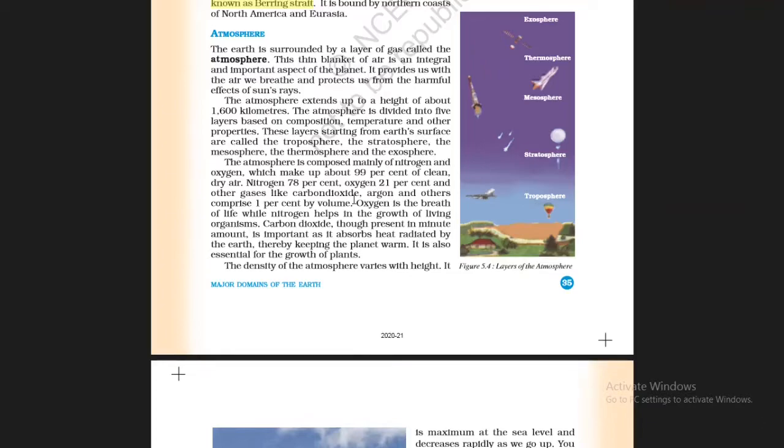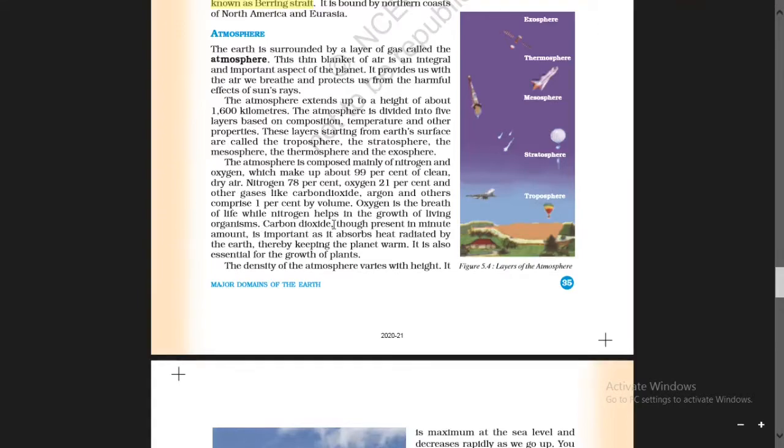Oxygen is the breath of life, while nitrogen helps in the growth of living organisms. Oxygen, you must know, is the breath of life. Our life sustains because of this oxygen, while nitrogen helps in the growth of living organisms.